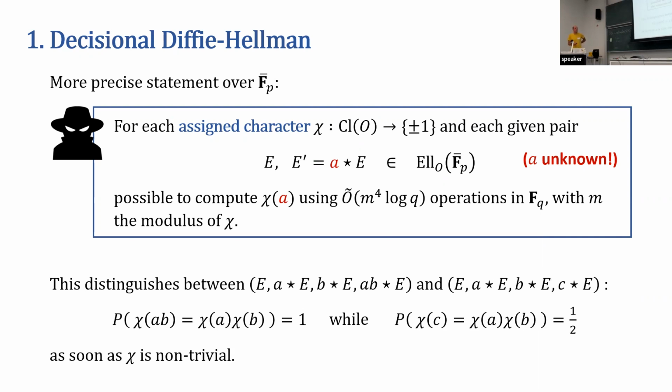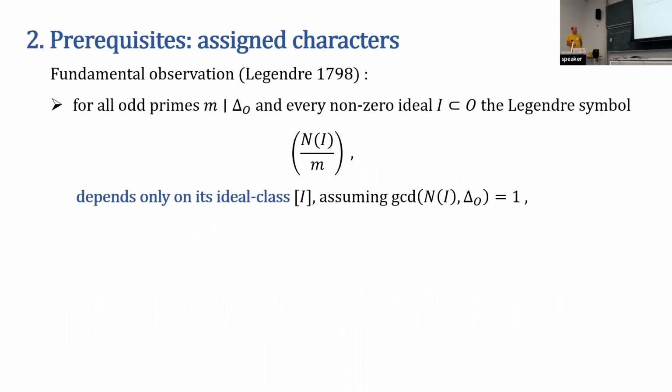Indeed, this breaks the decisional Diffie-Hellman problem, at least as soon as this character is non-trivial, because that's not an assumption here. If this character is really non-trivial, then in about half of the cases you expect that chi of A times chi of B equals chi of C, and in half of the cases you expect that this is not true. But of course, you always have that chi of A times chi of B equals chi of AB. So this is the distinguisher, and very quickly, an attacker will be able to distinguish between these two distributions.